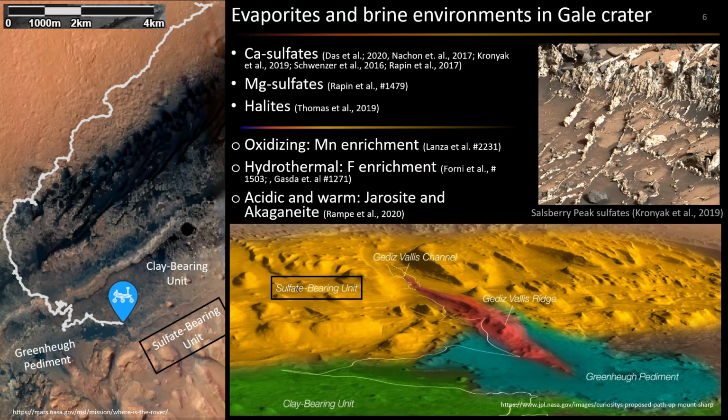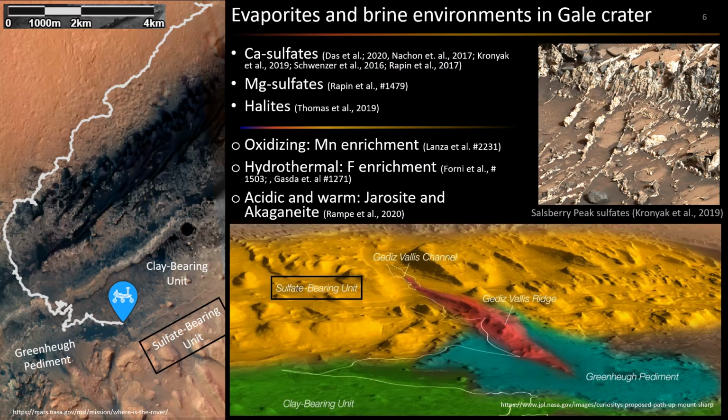Forni et al. and Gazda et al. talk about the possibility of hydrothermal activity. Forni et al. will explain fluorine observations also in this session, and the abstract number is 1503. Gazda et al. will also talk about the possibility of hydrothermal activity in the MSL Curiosity mission results session, and the abstract number is 1271.